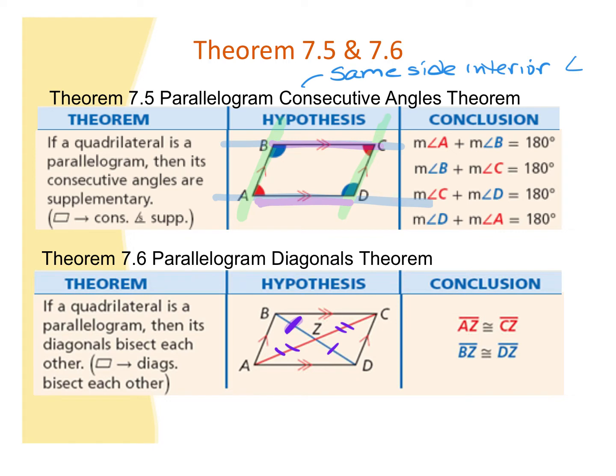Now tomorrow, we're going to take these 4 theorems and we're going to learn converses for them. And we're going to switch it around, and this is where we'll be able to prove that a quadrilateral is a parallelogram. But for today, they're telling us that we have a parallelogram, and these are the theorems that apply to them, which are also really the properties of a parallelogram.